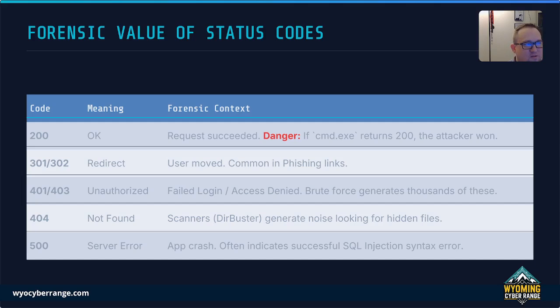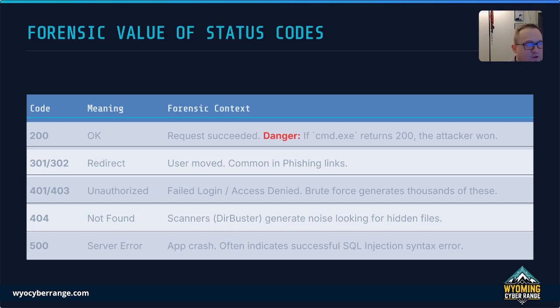A 301, 302 normally means the user was moved. It could be a phishing link or something like that. Now be aware, this is also common for login forms to do on a normal day-to-day basis. So 301 and 302s aren't always a bad thing, but it's something we want to check into to make sure that all the 301s and 302s that we see for the redirects are expected on our web application.